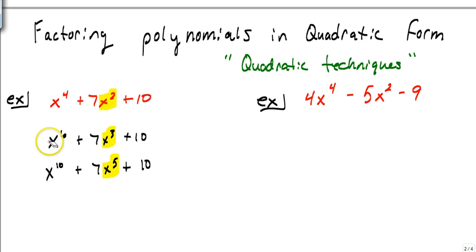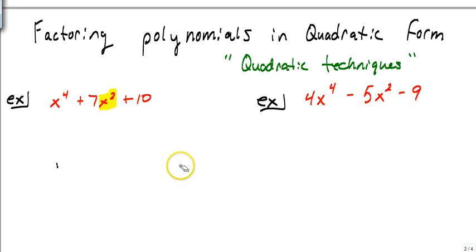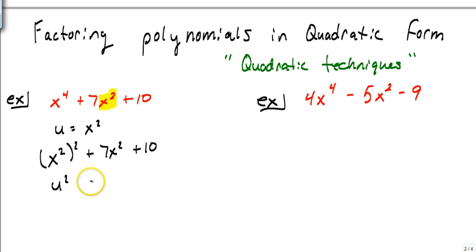So let me show you how to do this u substitution. So we're going to make x squared a u, and it's going to look weird, but that's okay. Just go with it here. So we're going to say u equals x squared. So every place there's an x squared, we're going to put a u. So I'm going to change this x to the 4th into x squared squared plus 7x squared plus 10. Now I'm going to change x squared to u, so I'm left with u squared plus 7u plus 10.